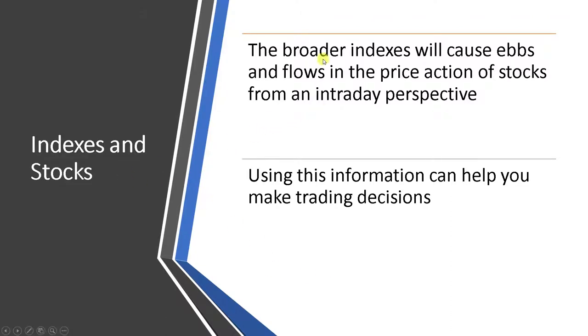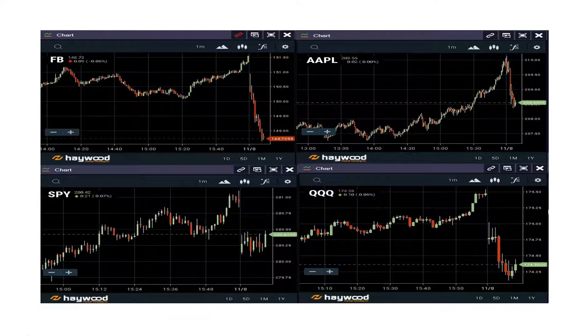Indexes and stocks. The broader indexes will cause ebbs and flows in the price action of stocks from an intraday perspective. Using this information can help you make better trading decisions. And we'll take a look at an example of that right here when we analyze the SPY and the QQQ in relation to how Facebook and Apple shares are traded during the day. So the first thing to note here is that there was a large gap from the previous trading day. As the broader indexes gap down, that causes the stocks to trade lower during the day.